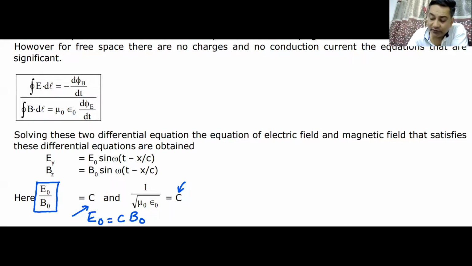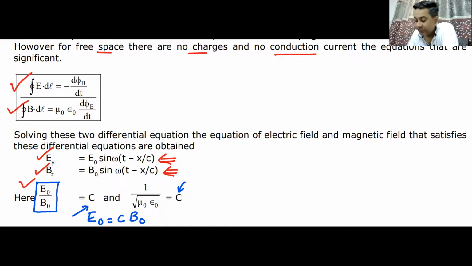What happens in free space? There are no charges and there is no conduction current in free space. We can leave out this conduction current. So for free space, we have this equation. The third equation remains the same, but in the fourth equation there is no current, so the current goes away and whatever remains is this one. If I solve these two equations, and we don't have to solve it, Maxwell has already done it for us, we get the value of the electric field and the magnetic field. This is the value of the electric field. This is the value of the magnetic field. E naught by B naught is C, and 1 by root over mu naught epsilon naught is C. This is how we get these two equations.